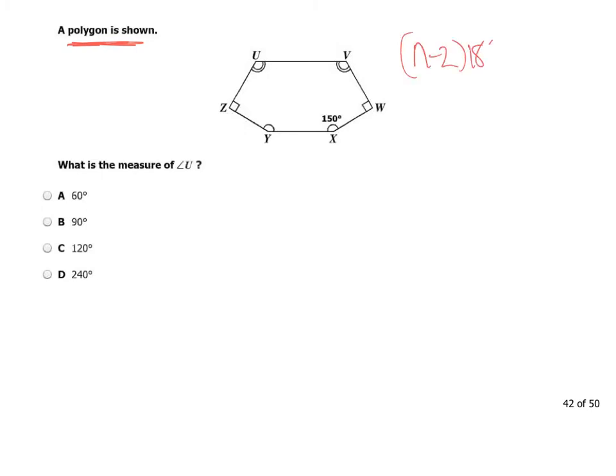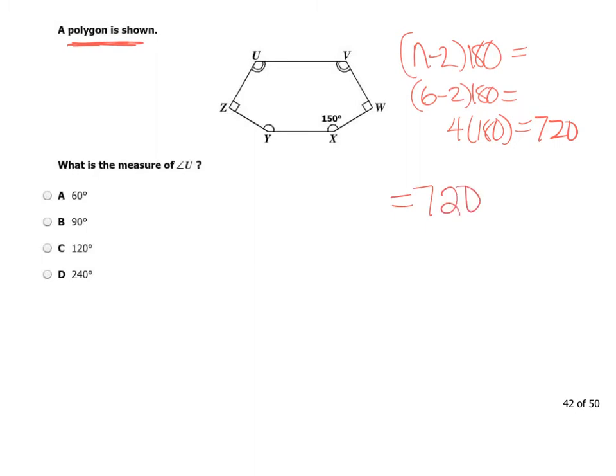Anytime you see polygons and interior angles, we have to go to our formula, which is n minus 2 times 180. And this is going to tell us the total of all the angles inside the figure. Well, this figure has how many sides? Exactly, 6 sides. And so you put it in the formula and you find out that all the angles are going to come up to 720 degrees.